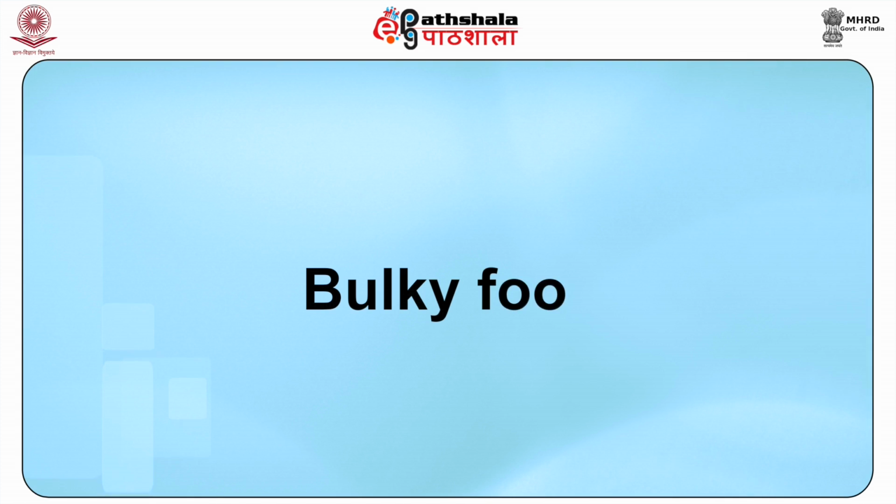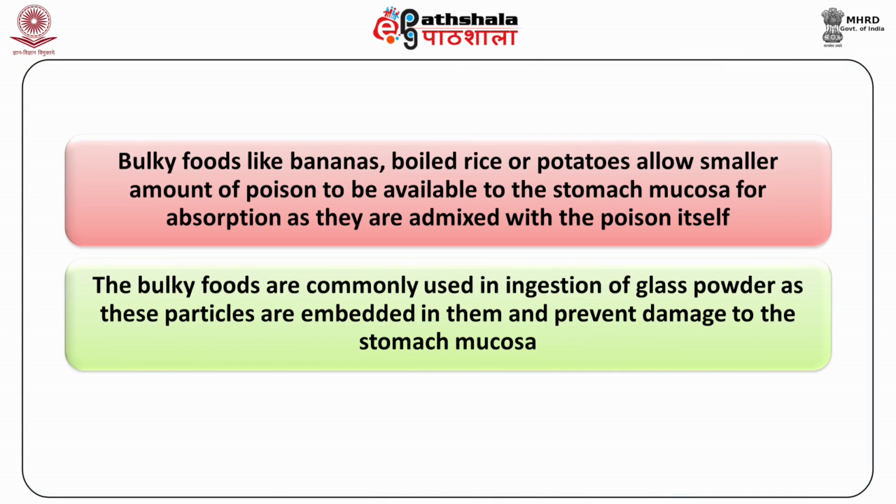Dilutants such as water, milk and other similar drinks dilute the poisons and delay their absorption. Bulky food. Bulky foods like bananas, boiled rice or potatoes allow a smaller amount of poison to be available to the stomach mucosa for absorption as they are admixed with the poison itself. The bulky foods are commonly used in ingestion of glass powder as these particles are embedded in them and prevent damage to the stomach mucosa.